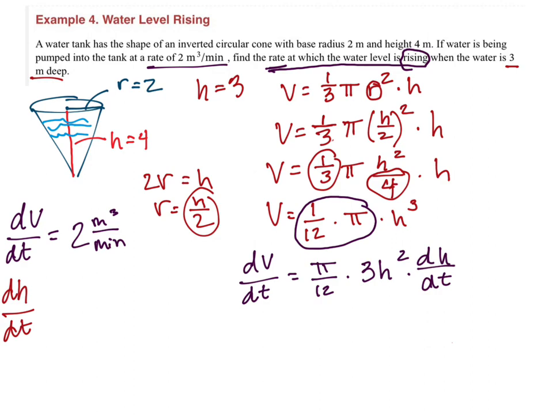We could divide everything over here, right? The derivative of volume with respect to time is 2. Do y'all want to plug in and then solve, or do you want to solve first? What's your call? I think it's nicer to plug in first, because some of these numbers may cancel. So dV/dt in this case is 2 equals pi over 12 times 3 by, when h is what? 3 squared times dh/dt.